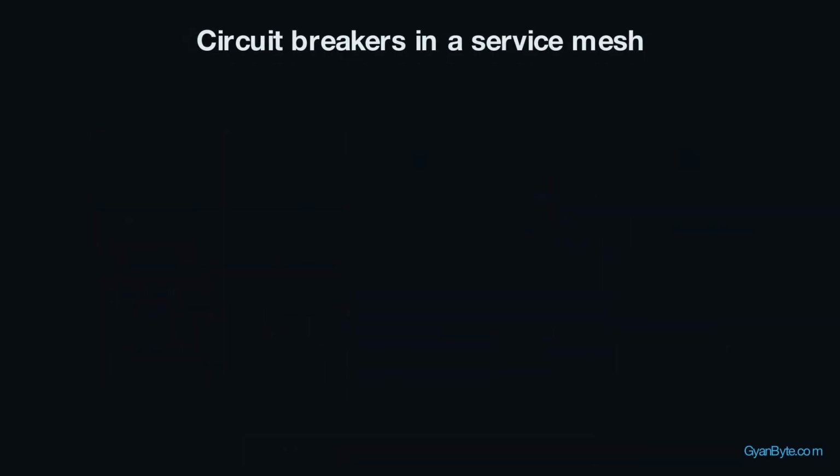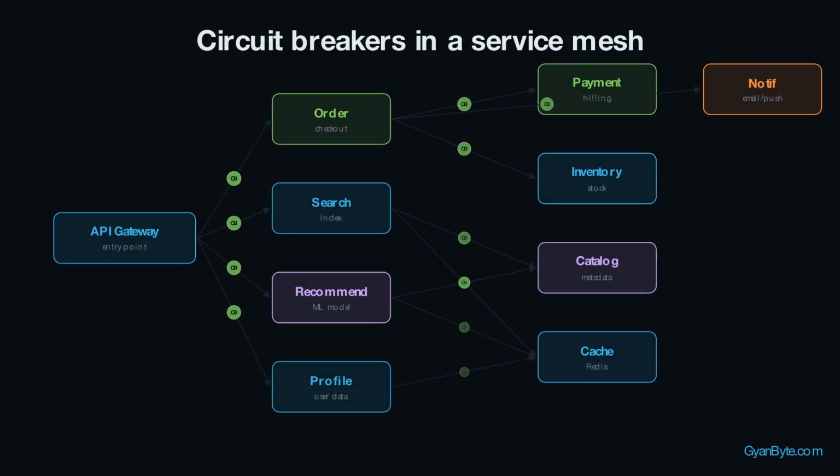In a real microservice architecture, you don't have one circuit breaker. You have dozens. Every service to service call should have its own dedicated breaker. Here is a realistic service mesh. The API gateway talks to 4 services. Each of those talks to 2 or 3 more. Every arrow you see is a network call, and every one needs a circuit breaker.